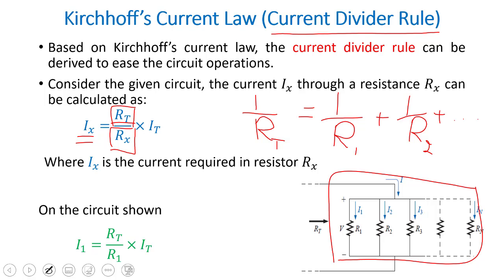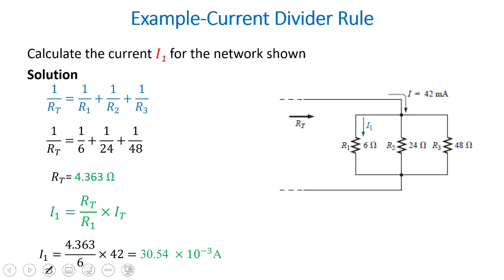So R total, we are going to find it. Once you find R total, we find the values of R1 and multiply by I total to find the value of I1, which is the needed current. For example, find the value of I1 over here. To find I1, we need the total resistance for these 3 resistors, which is 1 over 6 plus 1 over 24 plus 1 over 48. You need a calculator to do these calculations. Once you find them, you get R total.